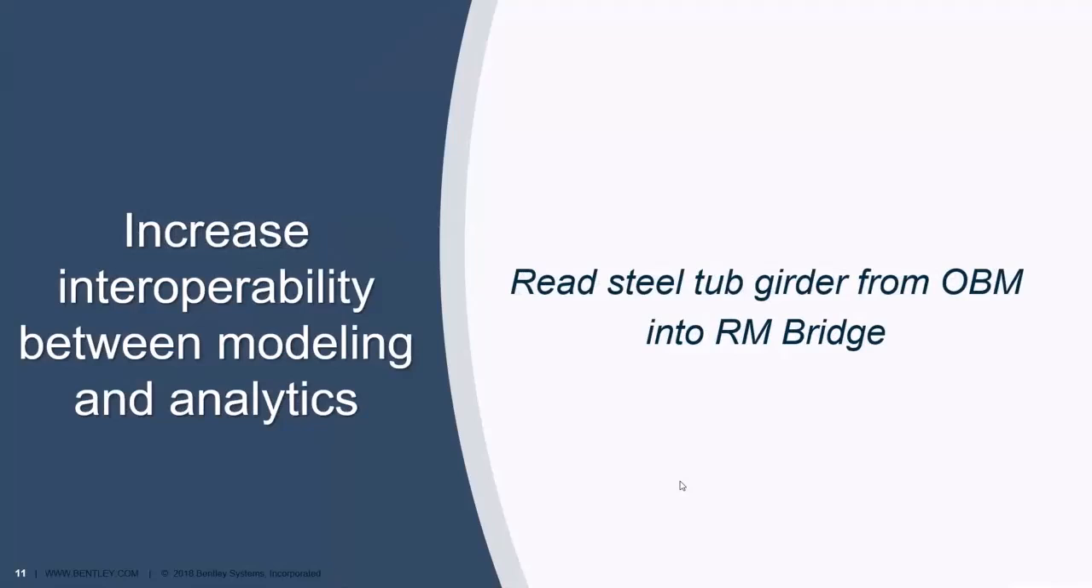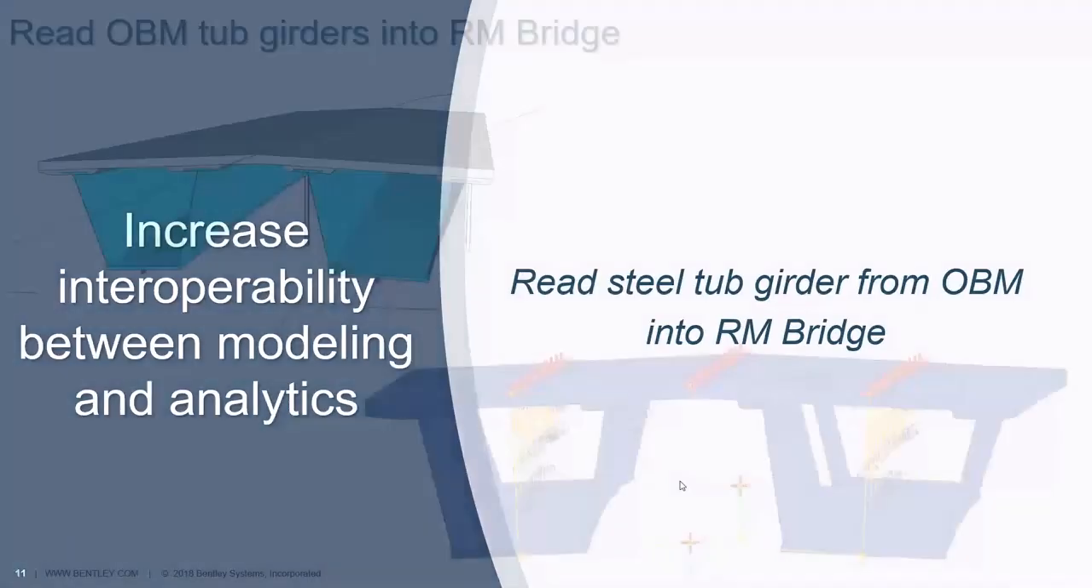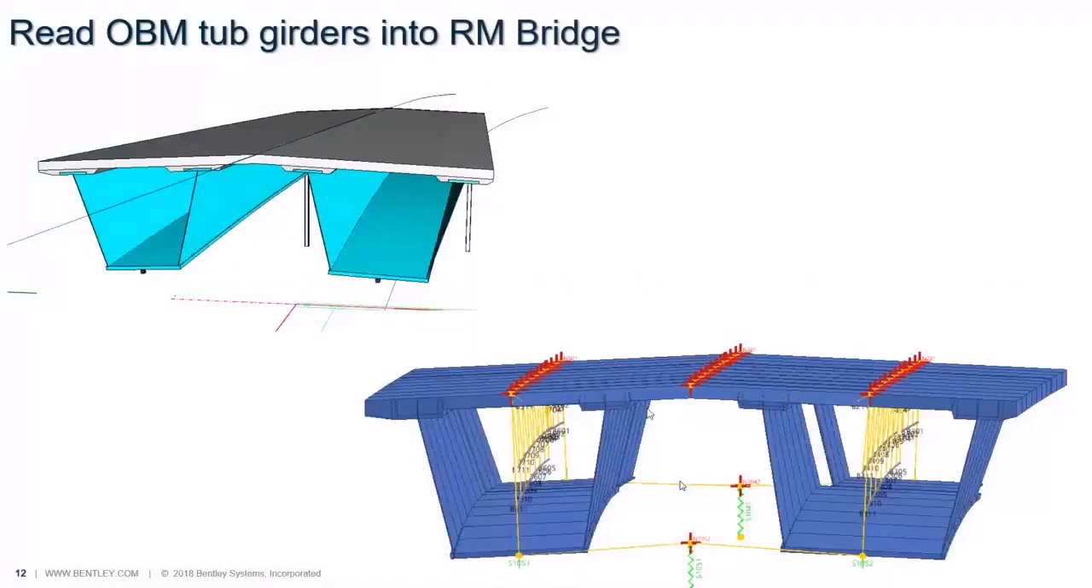Then we continually increase the interoperability between modeling and analytics. You know that we can model a prestressed girder bridge and a steel I-girder bridge in OpenBridge and transfer that to LEAP Concrete or LEAP Steel. But then what if you need to model a steel box? A steel box for more advanced analysis can now also be transferred to RM Bridge, in which you can do the extra analysis needed for that particular type of structure.